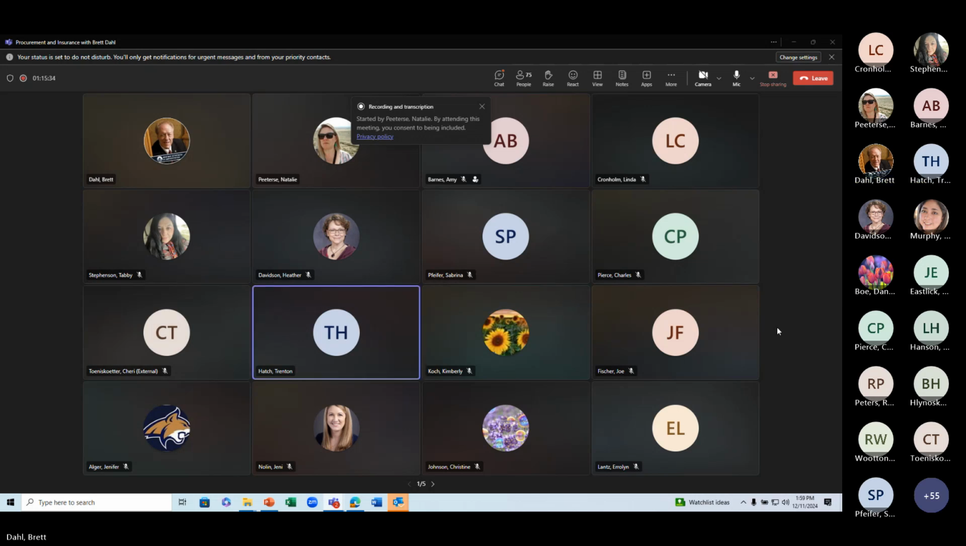Perfect. Thank you. And can you just briefly touch on umbrella insurance? Yes. So personal insurance, first of all, there's two kinds of insurance, personal and commercial. Personal insurance is the kind of insurance we all buy for our cars and our homes.